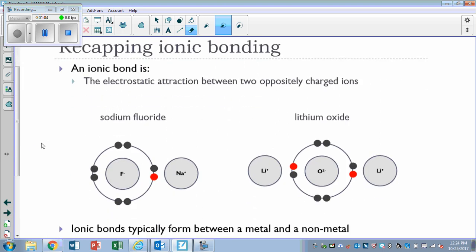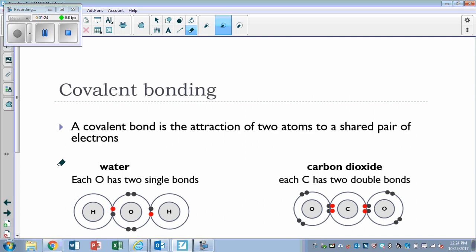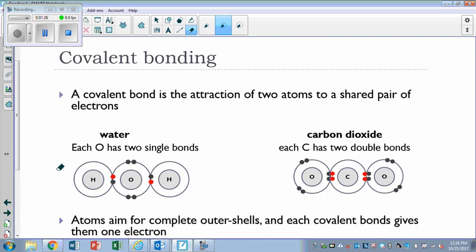In ionic bonding, we learned that ionic bonds are formed by the electrostatic attraction between two oppositely charged ions. So metals lose electrons, non-metals gain electrons, and those positive and negative ions have electrostatic attraction that holds them together. In case of covalent bonding, no one is willing to lose any electrons.